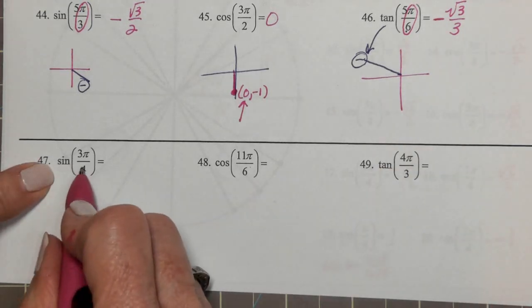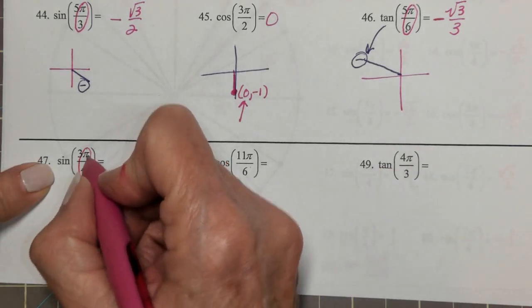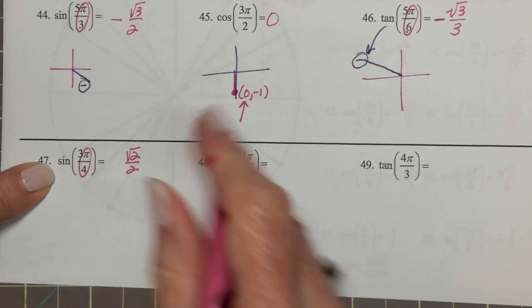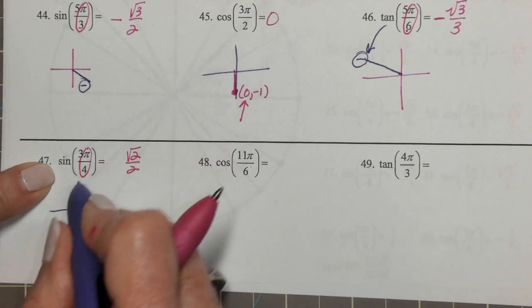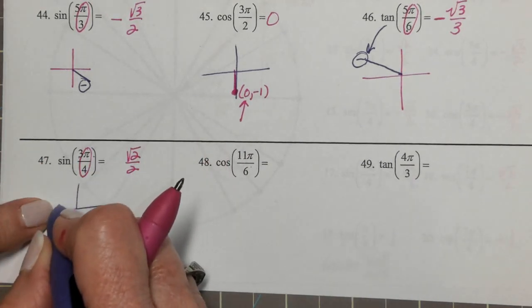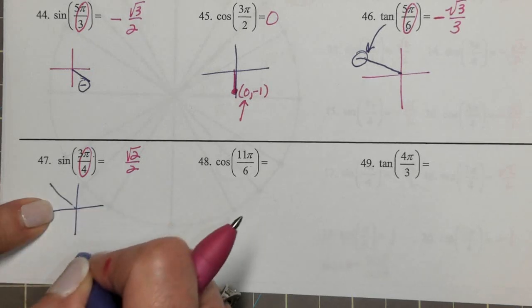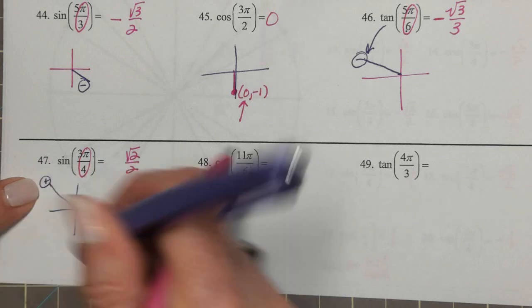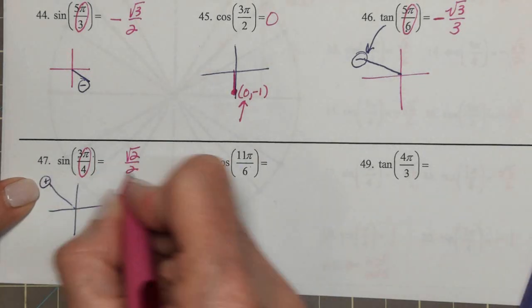Sine of 3 pi over 4. Well, it's a pi over 4. Sine of a pi over 4, square root 2 over 2. What quadrant are we in? 3 pi over 4 is 1 pi over 4 less than 4 pi over 4. So we're in quadrant 2 where sine is positive. So this is just a positive square root 2 over 2.